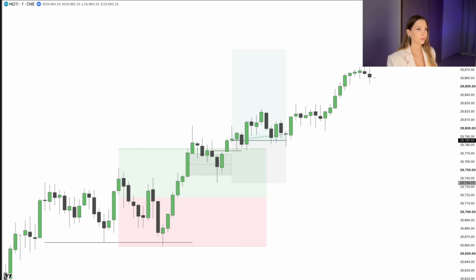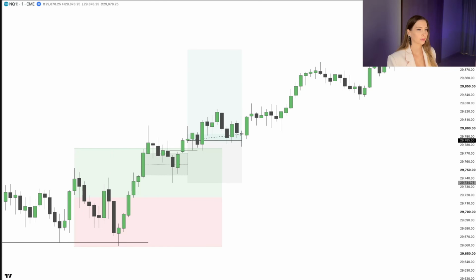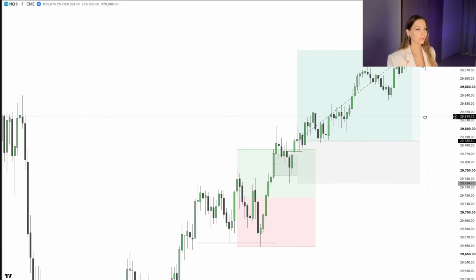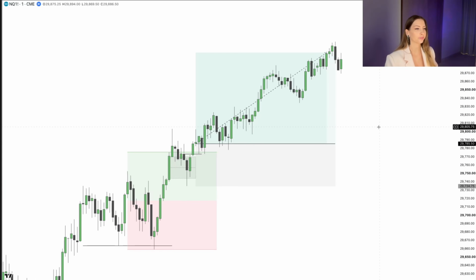Takes a while, but we get to the target. Some days it's just choppier than others, but the framework is the same regardless of market conditions.